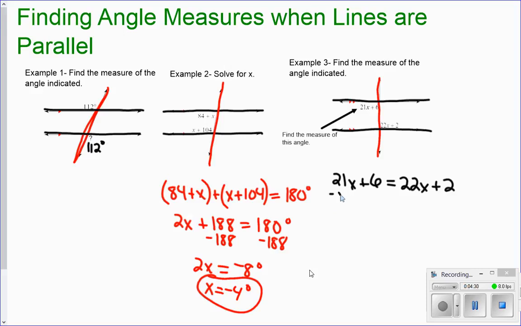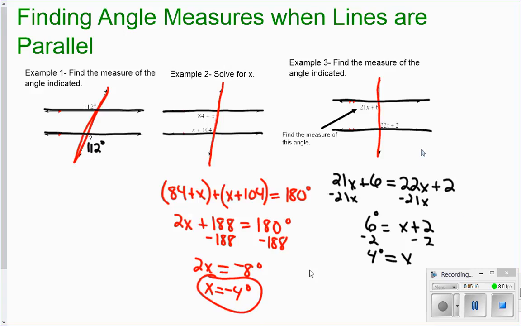If I subtract 21x from both sides, I'm getting that 6 is equal to x plus 2. And really, these are degrees we're talking about here. So I'm going to subtract 2 from both sides, and I'm getting that x equals 4 degrees. Okay. Now, I'm not done though this time. This isn't like the last problem where we were asked to solve for x. Here, I'm asked to find the measure of the angle indicated, the one marked with an arrow. So what that means is I have to substitute x equals 4 back in for x in 21x plus 6, and I'll figure out what the measure of that angle is.